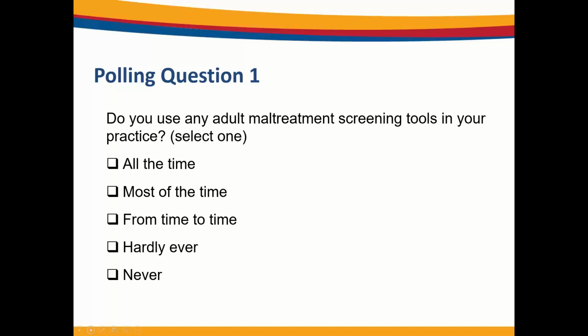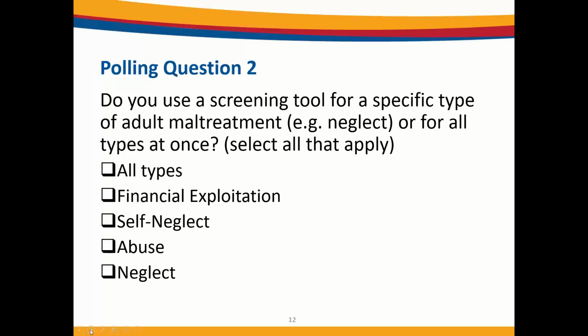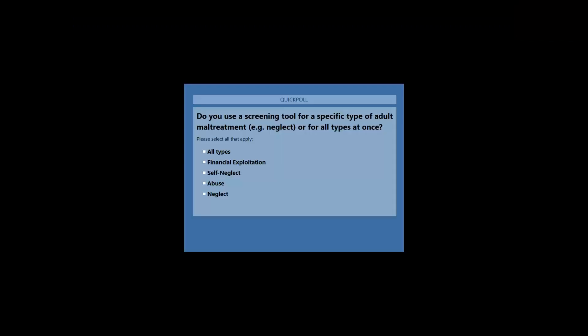Yeah. And so we have another question for you, which is going a little bit deeper. Those of you who said never probably won't participate in this polling question, but we were also interested in, if you are using a screening tool, what kind of screening tool are you using? So Andy, I'll turn it back over to you. Okay, thank you. And you can check multiples here if you like, you don't have to just click one. Do you use a screening tool for a specific type of adult maltreatment, e.g. neglect, or for all types at once?